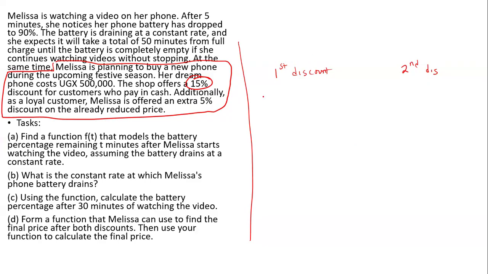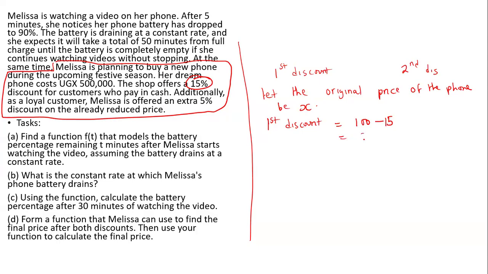Very good. So I'm going to say, let the original price of the phone be x. Now I'm going to say first discount, and please show how you are getting the first discount. So the first discount we have said to be 100 minus the 15% they gave her, which will be 85%. Now 85% means 85 out of 100.